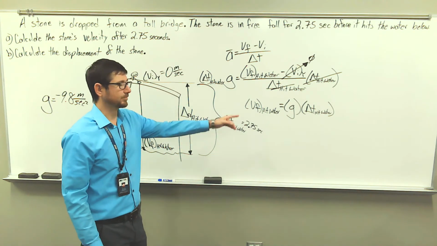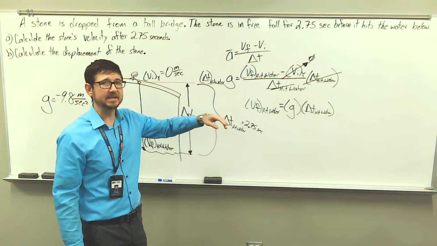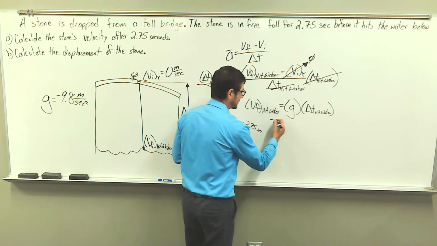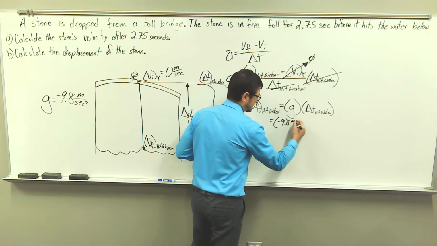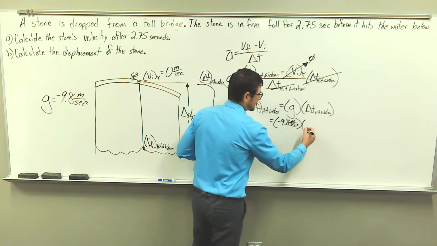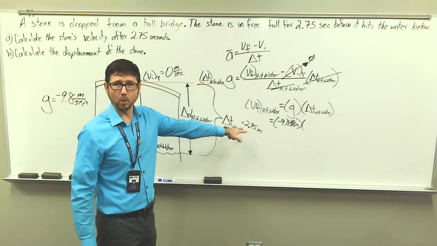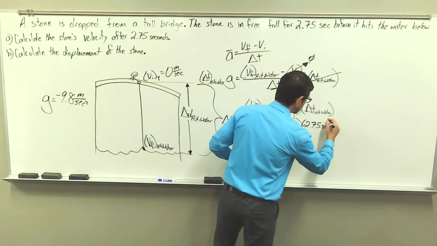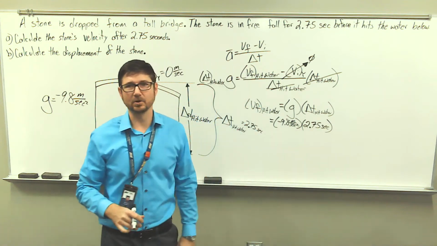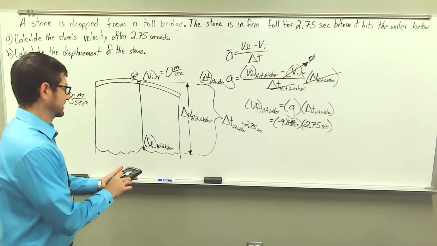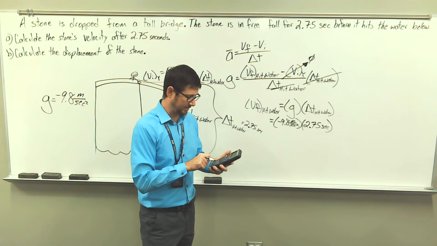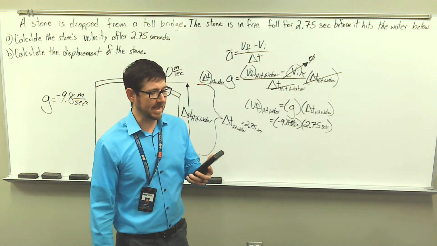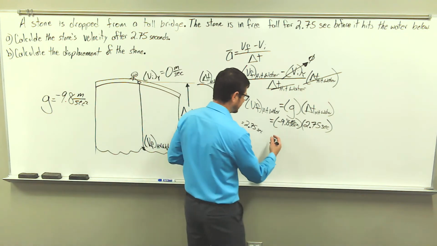Okay? So, once again, the acceleration due to gravity, identified by lowercase g, is a negative 9.8 meters per second squared. Okay, my time interval, 2.75 seconds. All right, let's get our calculator out. So I have a negative 9.8 times 2.75. So I have negative 26.95.